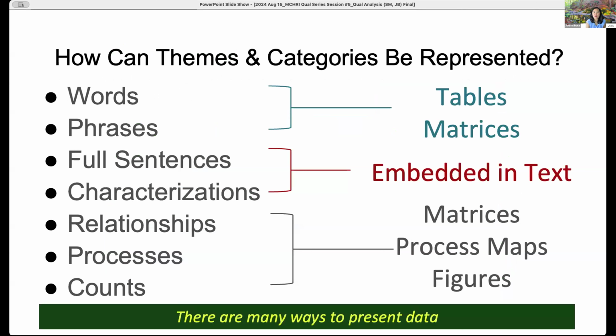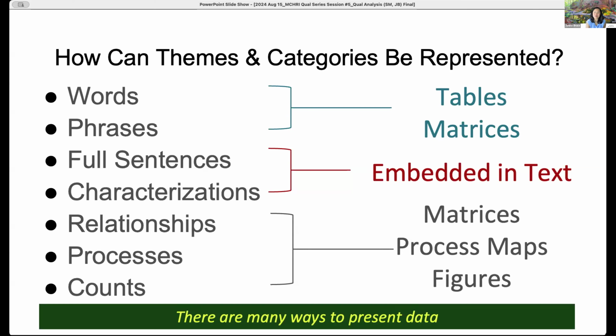So how can themes and categories be represented? It can really be so much. It can be words, phrases, sentences, characterizations, maybe actually some relationships that you might show visually. It could be a process. And these can all be represented in so many different ways.